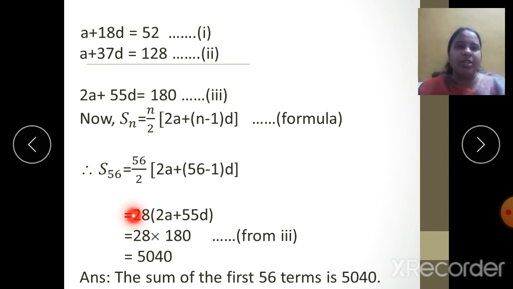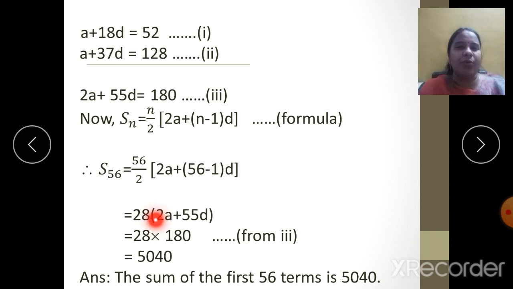56 upon 2 is nothing but 28. And this is 2a plus 55 minus 1. How much? 56 minus 1 how much? 55. Correct? So we get 2a plus 55d. Right? Now look at this. 2a plus 55d. Do we have a value here from equation 3? Yes. 2a plus 55d is nothing but 180.